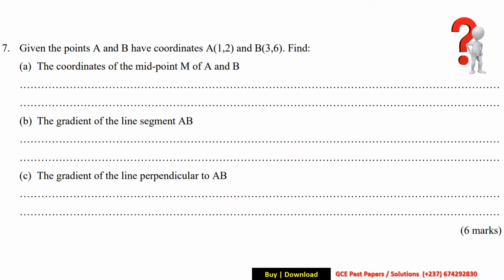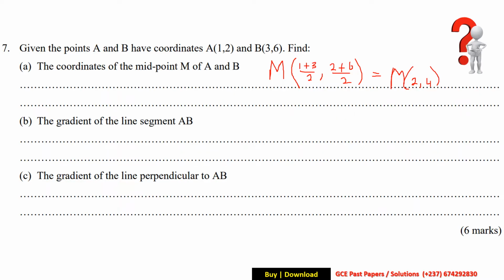Question 7. Given the points A and B have coordinates A(1, 2) and B(3, 6), find the coordinates of the midpoint M of AB. So how do we get the midpoint? The average of the respective coordinates, right? So the x value here plus the x value here: 1 plus 3, all over 2. We do the same thing for the y values: 2 plus 6, which is 8, all over 2. And so finally, the midpoint M has coordinates 2, 4.